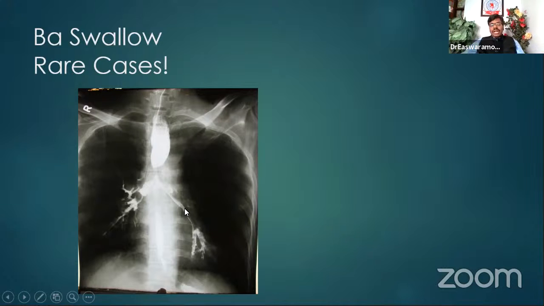Very rare, and we don't want to do this investigation. Ideally, this patient should have had a CT. Anyhow, this is an interesting investigation. Sometimes some of this can be kept in the prize exam. So this is a barium bronchogram in a case of a tracheoesophageal fistula. One of the commonest causes for tracheoesophageal fistula is advanced esophageal malignancy. You know that, that's good.